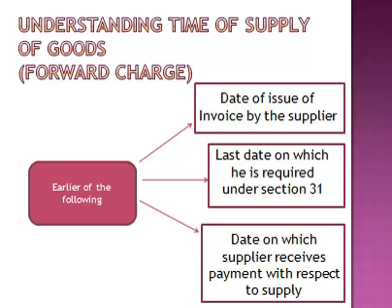For understanding the time of supply of goods under forward charge, you have to identify the time limits. So, you need to find out the date of issue of invoice if the invoice is issued timely by the supplier, or the last date on which he should have issued the invoice as per section 31. Section 31 deals with tax invoices and we will be discussing this section in detail in the present module. Or the date on which supplier receives payment with respect to supply.